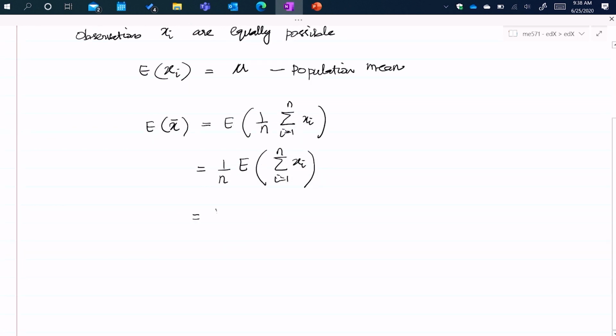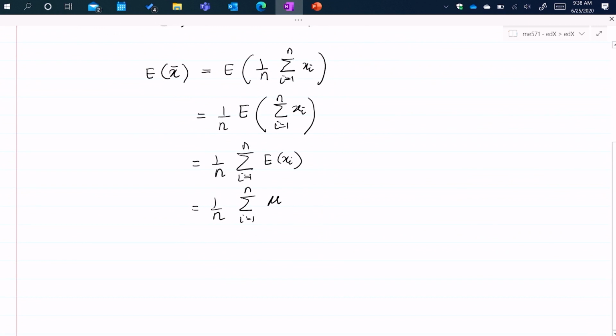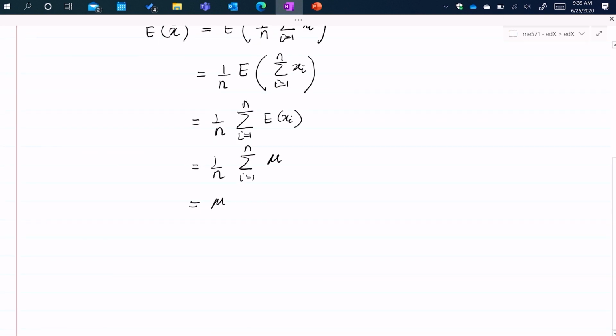And now I will use the property of expected value that the expected value of a sum is the sum of expected values. So i going from 1 to n, and this is the expected value of xi, which is 1 over n summation i going from 1 to n of mu, which is the population mean, and that's equal to mu, because n times mu divided by n gives you mu. That's the expected value of the sample mean.